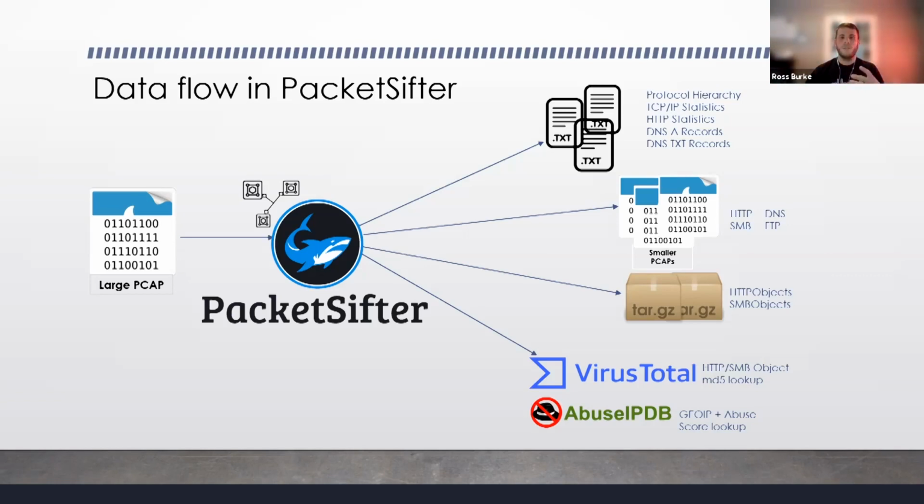So again, a big PCAP gets put into PacketSifter and you get a bunch of text files that are akin to what you would expect in Wireshark if you've ever used it: protocol hierarchy, HTTP statistics, DNS records. It carves all that out for you. And it also makes smaller PCAPs for you. So instead of having to go back into your large PCAP, you can have your HTTP traffic segmented off, your DNS traffic segmented off, and your exported objects in tar files, so it's safe and sound. And then, like I said, you'll have your enrichment output as well from AbuseIPDB and VirusTotal.